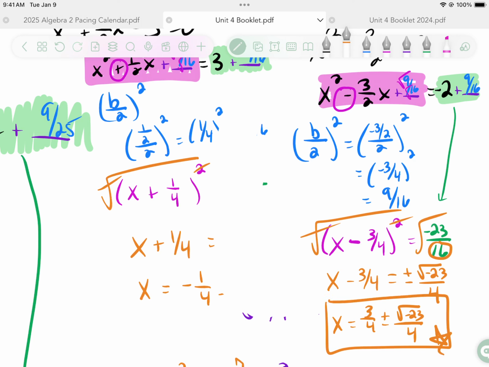Remember, guys, you have not learned yet about the negatives inside the square roots. We're going to do that in section 4.8. So you can just leave that as negative 23 inside that square root. Okay, but that's it. That's the rest of the notes for section 4.6.